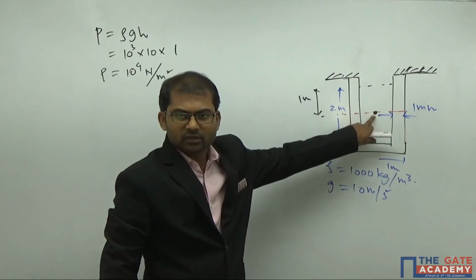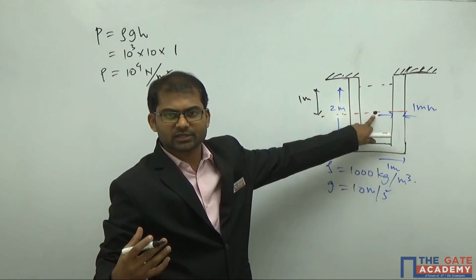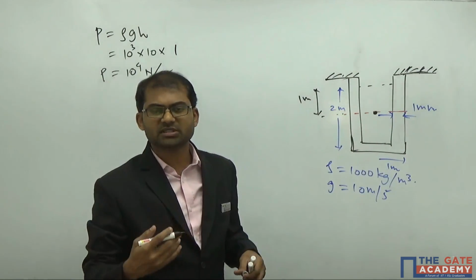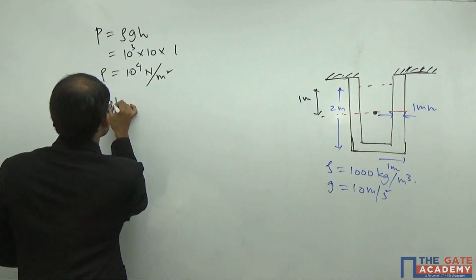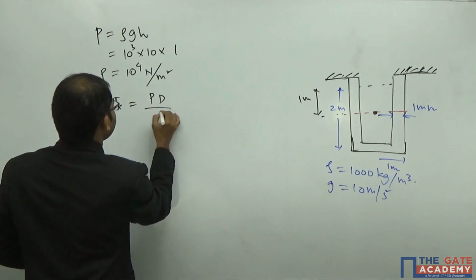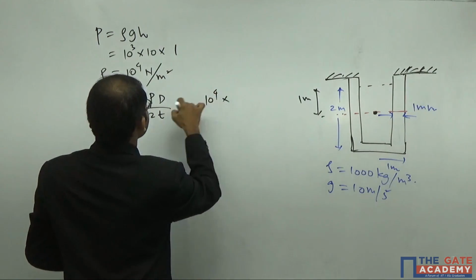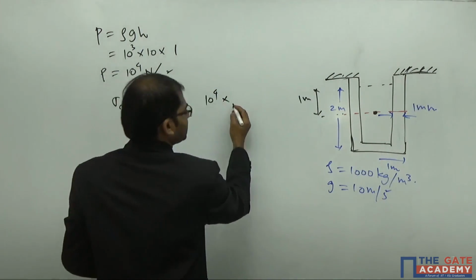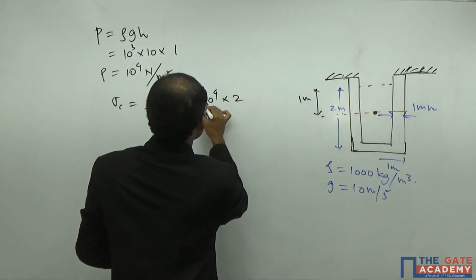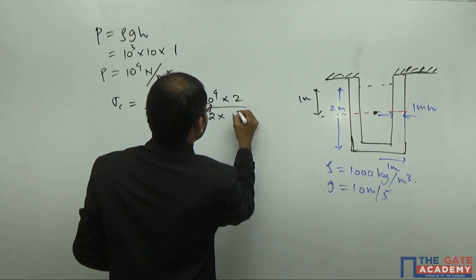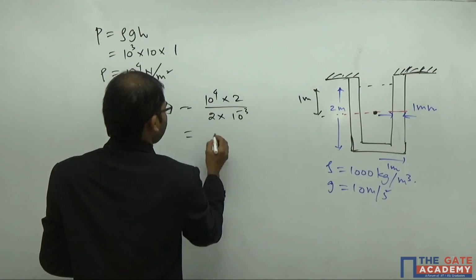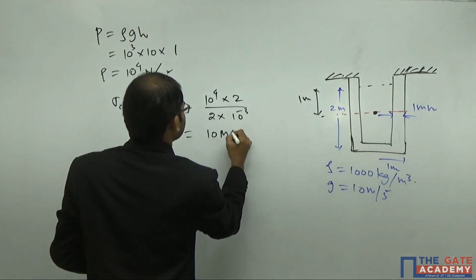So at this height, we need to get the value of circumferential stress. What is the circumferential stress induced inside the material there? Simply sigma C will become P d by 2t. If you substitute here, P is equal to 10 power of 4, into diameter d equal to 2 meters, whole by 2 into thickness 10 power of minus 3 meters. So this will come as 10 megapascal.